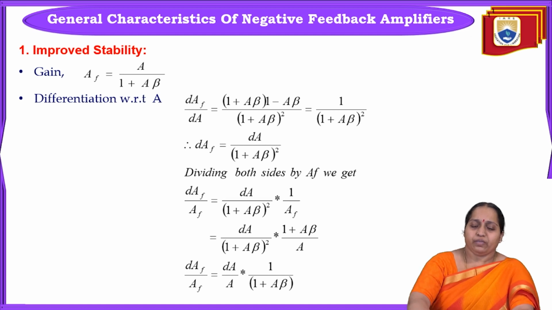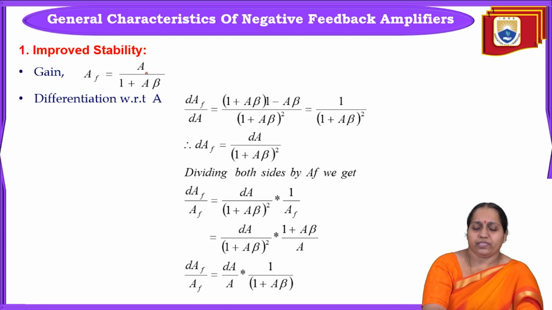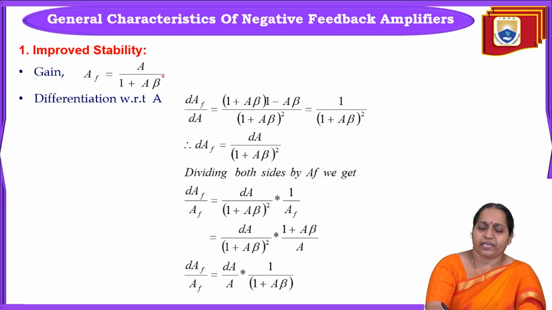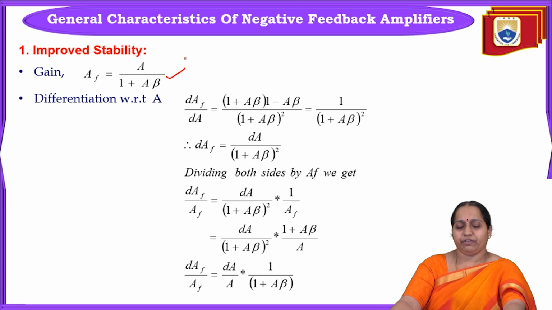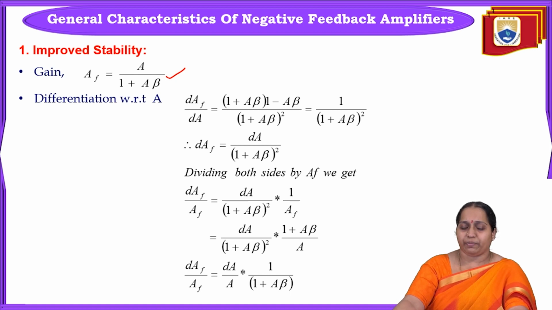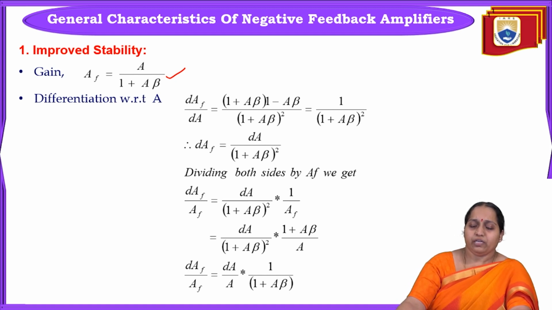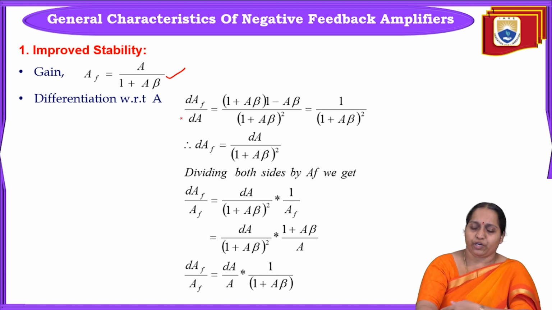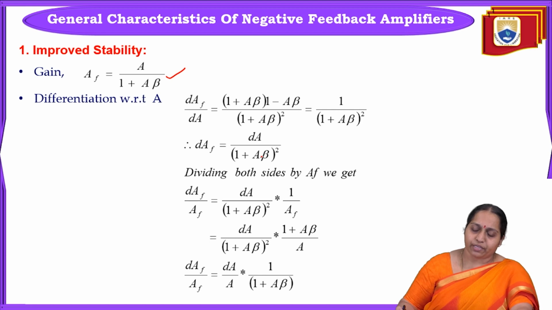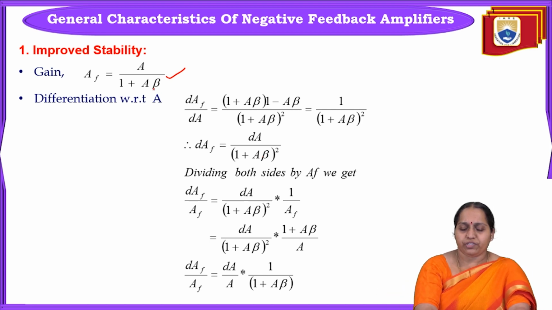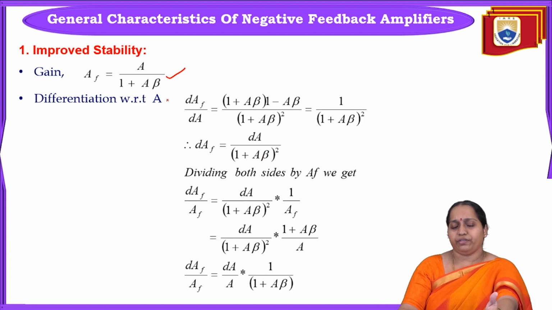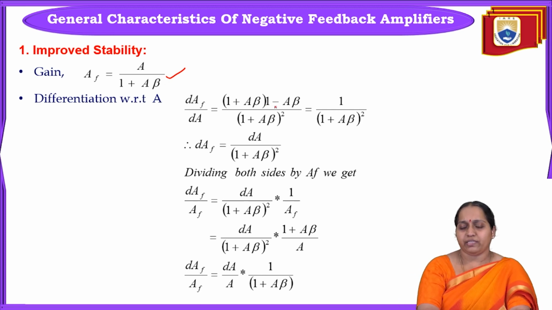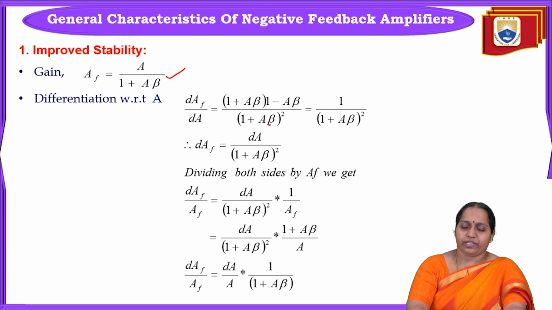How is it? As we have seen in the earlier classes, the gain with feedback for a negative feedback amplifier is given by AF equal to A by 1 plus A beta. Now, if we differentiate this with respect to A, dAF by dA equals... Generally, what is the formula for differentiating U by V? It is V into U dash minus U into V dash by V square.